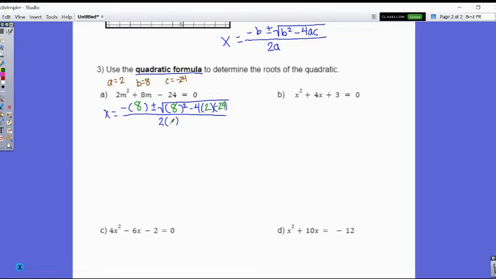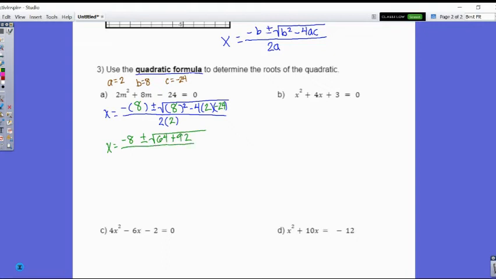And then my denominator is 2a, so that's going to be times 2. So we go ahead and start cleaning this up, simplifying. Negative 8 is simply a negative 8, plus or minus the square root of, well, I know that 8 squared is 64. And then we're going to do the negative 4 times the 2 times the negative 24. That gives me positive 192.